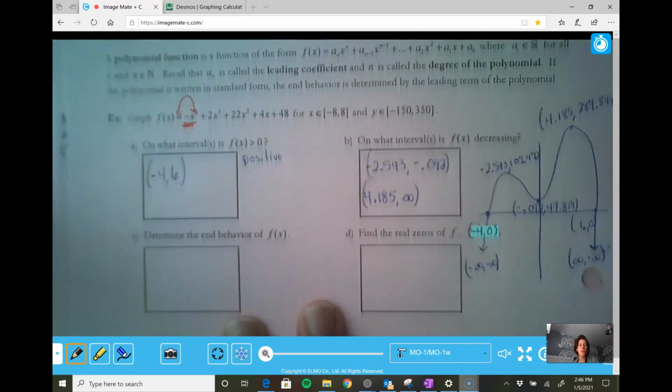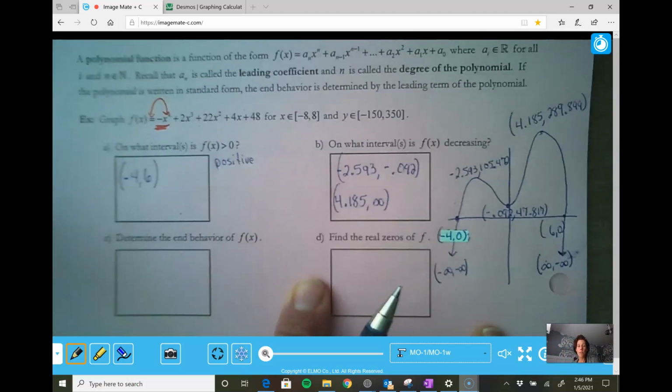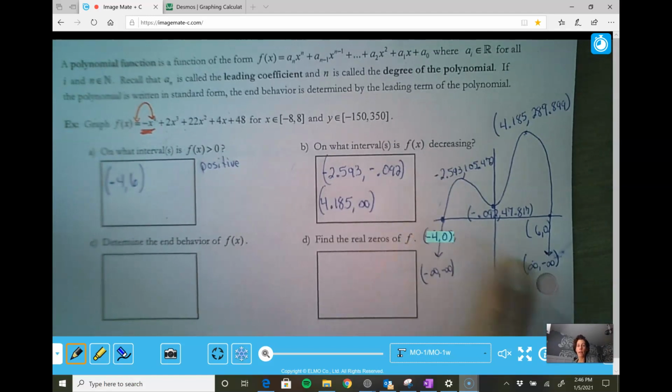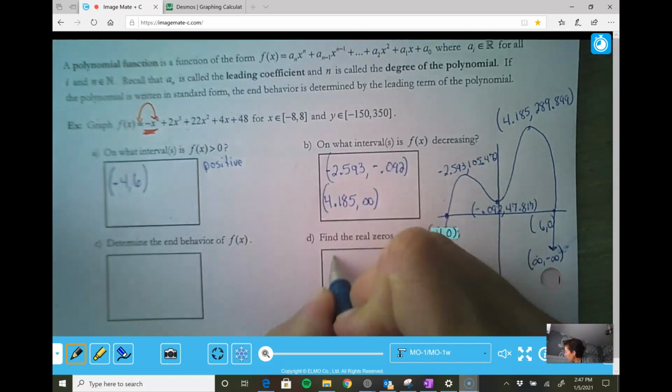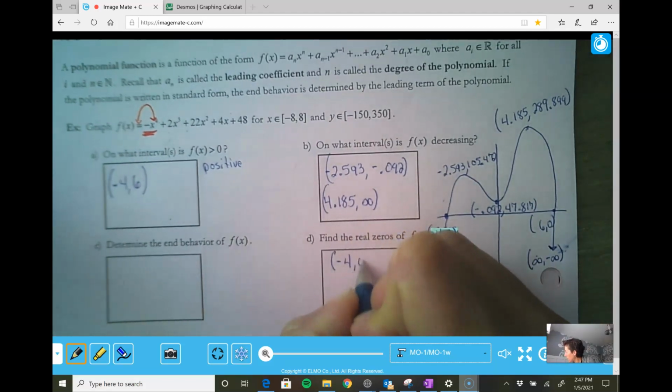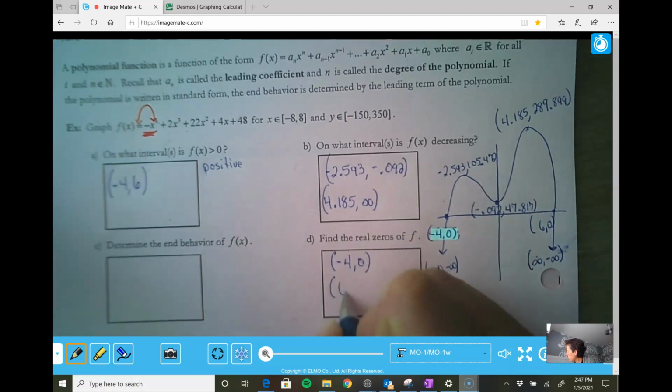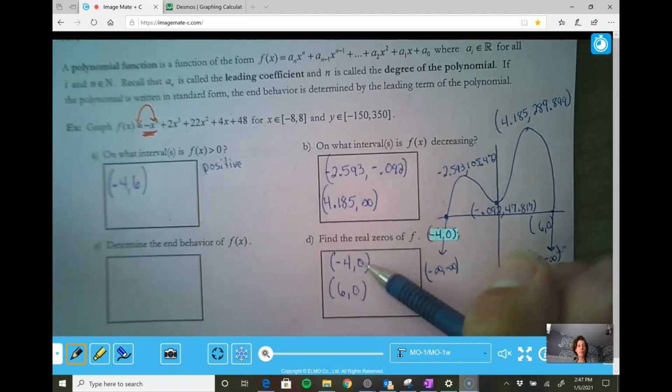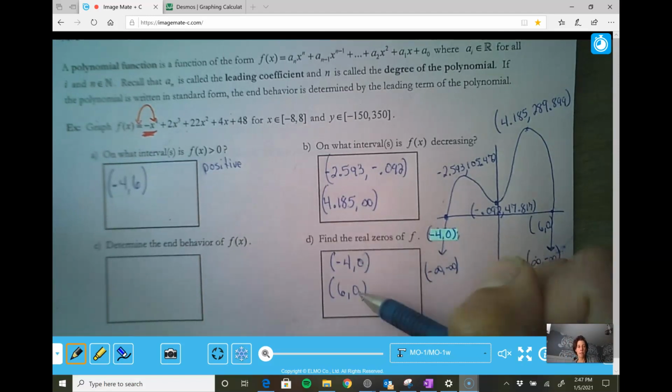All right. So let's do the zeros. The zeros are wherever it crosses the x-axis, and we just write their ordered pair. So -4, 0, and 6, 0. And remember, zeros are whenever the y values are 0.